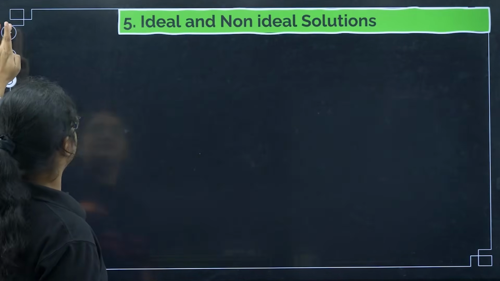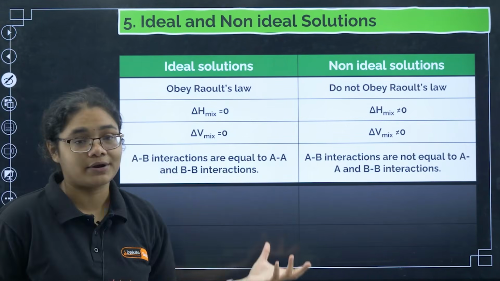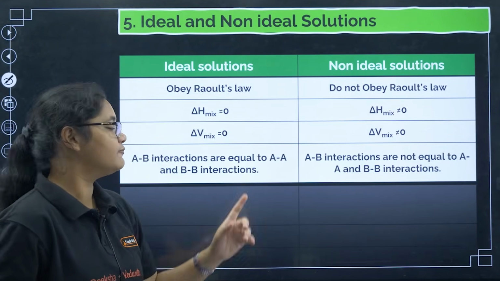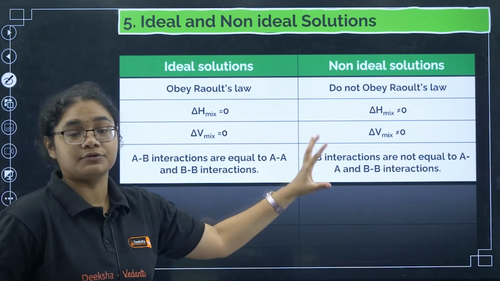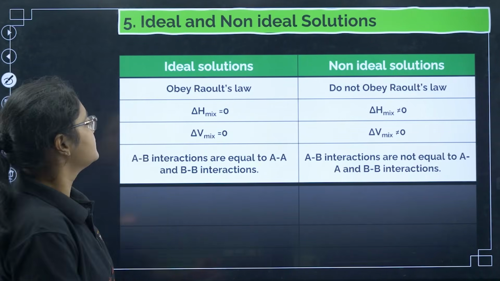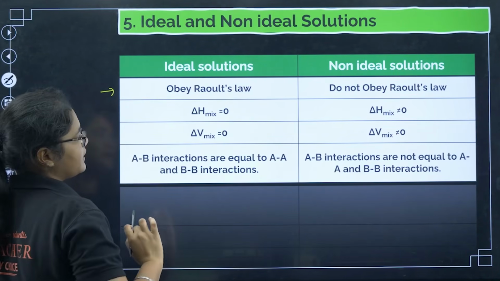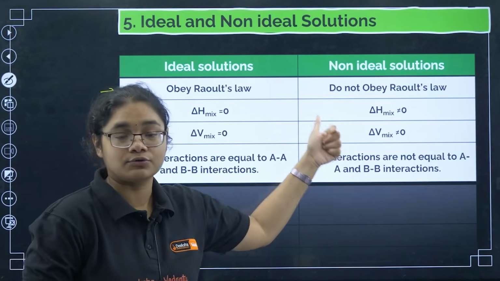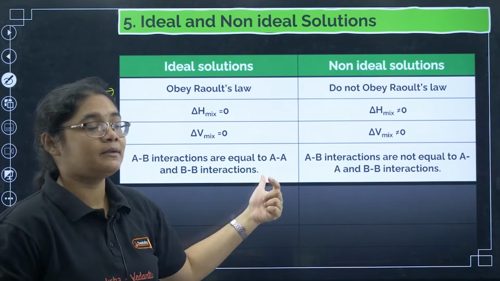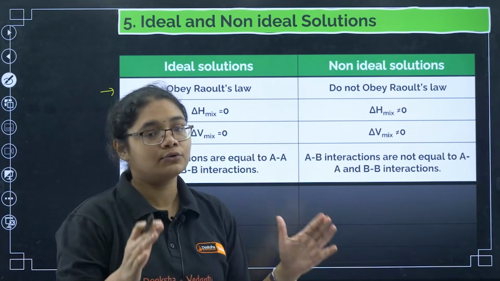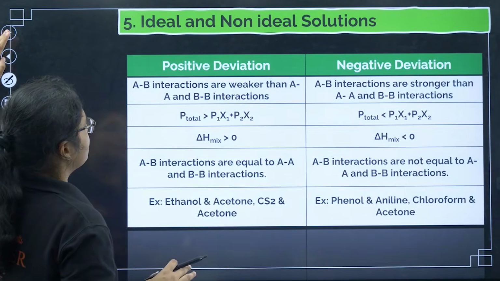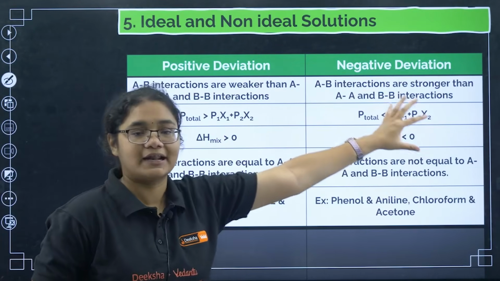So first let's see the difference between ideal and non-ideal solutions. This is a very important question. It can definitely be asked in the exam. You must remember the definitions, the differences and the examples of both of them. It obeys Raoult's law, does not obey Raoult's law. Delta H mix equal to 0, not equal to 0. V mix equal to 0, not equal to 0. AB interactions equal to AA BB interactions, AB interactions not equal to AA BB interactions. Now I told you non-ideal solutions can be of two types: positive deviation and negative deviation.